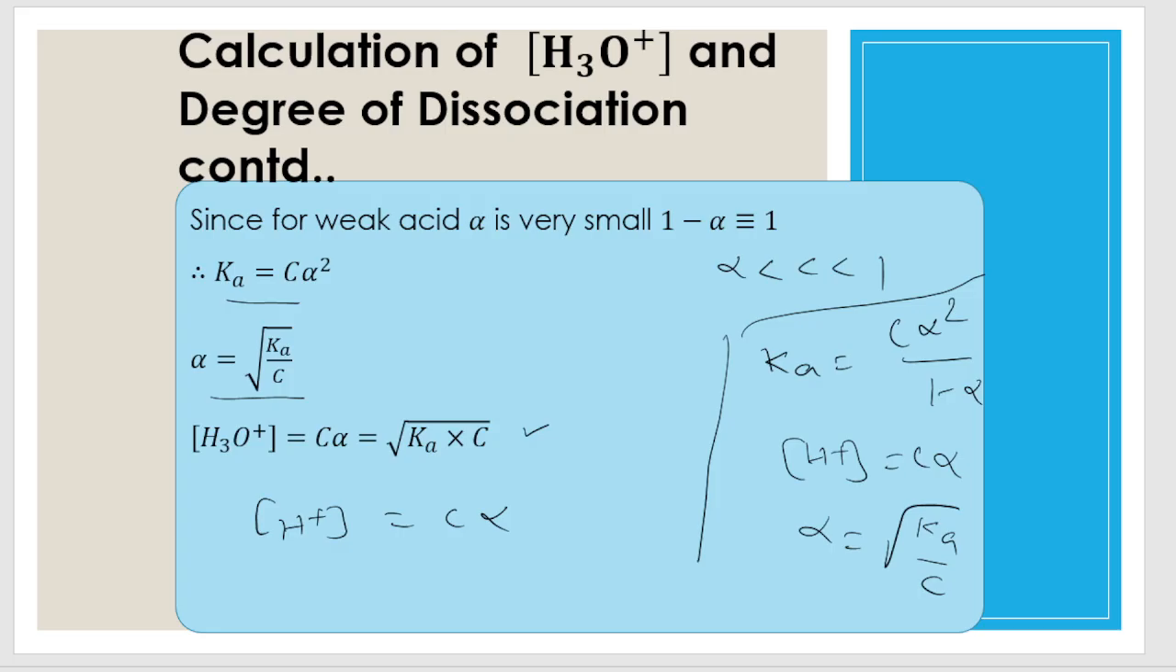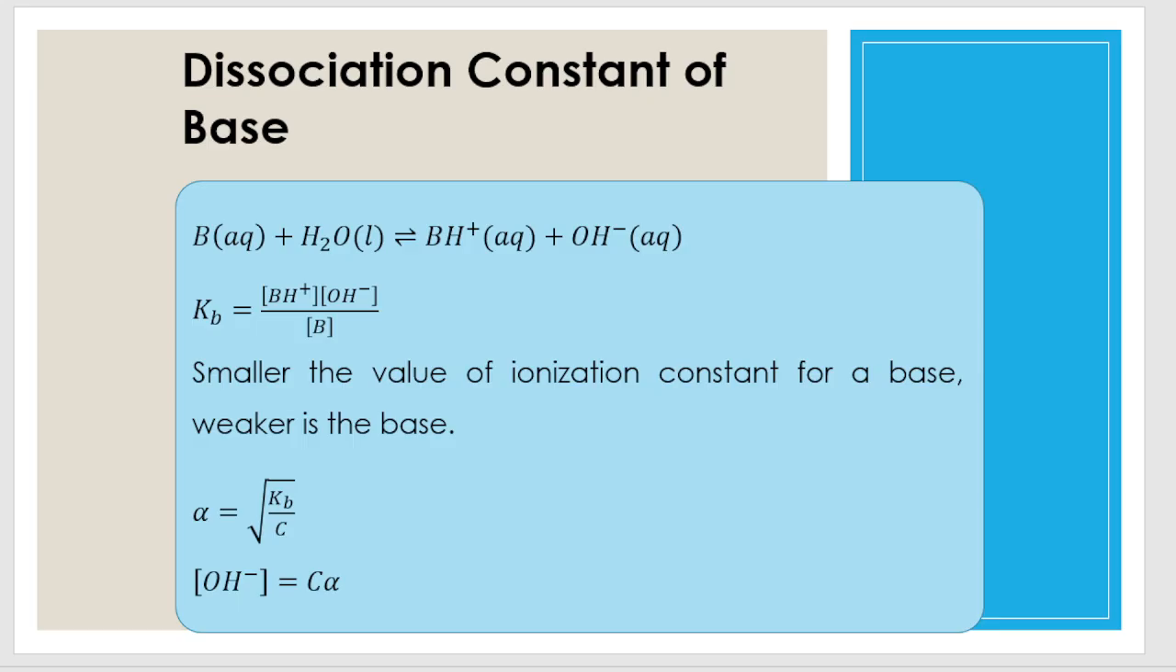Similarly, we can draw the relationships for the weak base also, where you will get alpha is equal to square root of Kb by C, and the OH minus concentration is C alpha, right? It is for weak base.